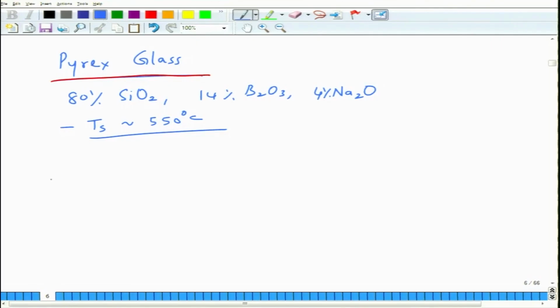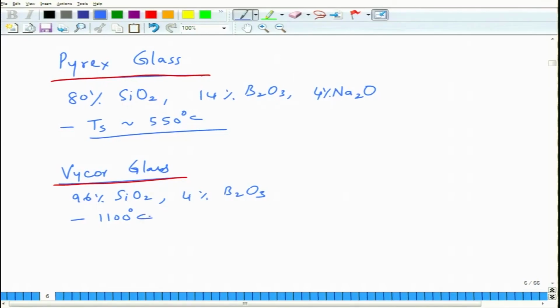Then we have Vicor glass. This Vicor glass contains 96% silica and 4% boron oxide. This softens at about 1100 degrees centigrade, so higher than Pyrex glasses. So, where you require even higher temperature stability, you use this boron substituted silicate glass.